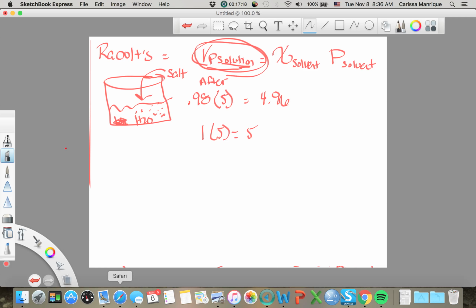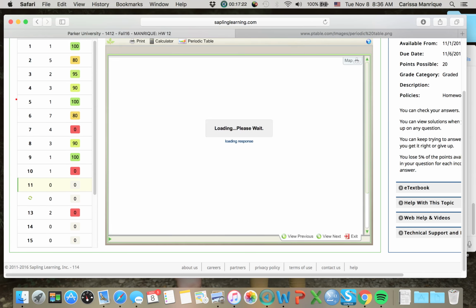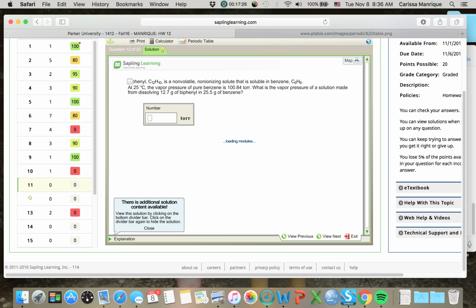Now let's look at what our actual problem says. I'm looking at number 12. Biphenyl, C12H10, is a non-volatile, non-ionizing solute that is soluble in benzene. So I have biphenyl, C12H10, and I want to dissolve it in benzene, C6H6. At 25 degrees Celsius, the vapor pressure of pure benzene is 100.84 torr. So this is the pressure of the solvent. Before I add anything to it, it's 100.84. Now I want to know what is the vapor pressure of the solution after I've dissolved 12.7 grams of biphenyl in 25.5 grams of benzene. Initially I had 25.5 grams of benzene and the vapor pressure was 100.84, but I'm putting in 12.7 grams of biphenyl. Now what is the new vapor pressure?